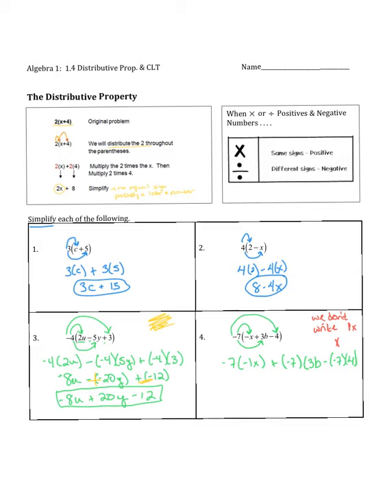Negative 7 times negative 1x means 7x, because two negatives multiplied together are positive. Whoops, forgot my parentheses there. Minus 21b minus 28. Is it really? Oh, let's look. Minus a negative means plus 28. There we go. And that's simplified.